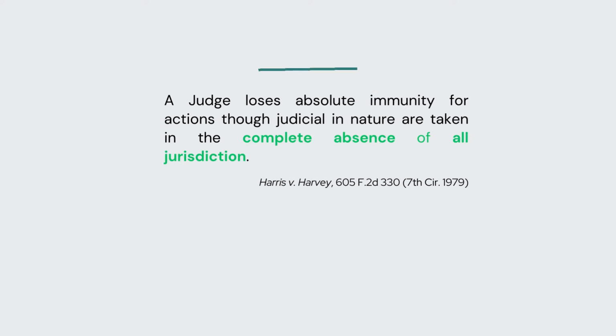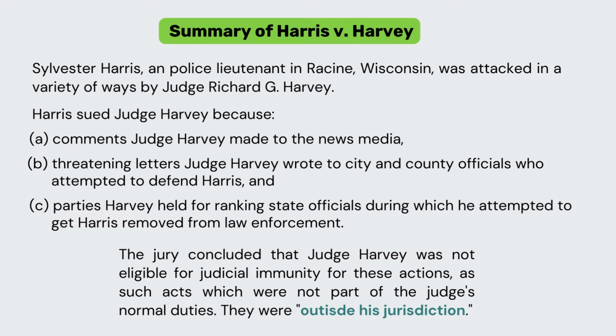A judge loses absolute immunity for actions, though judicial in nature, that are taken in the complete absence of all jurisdiction. And we're going to look at Harris versus Harvey to demonstrate this, a 1979 case, and also a landmark case. Just in a nutshell, the judge here did some other things that the court found were outside his jurisdiction. Let's look at the specifics.